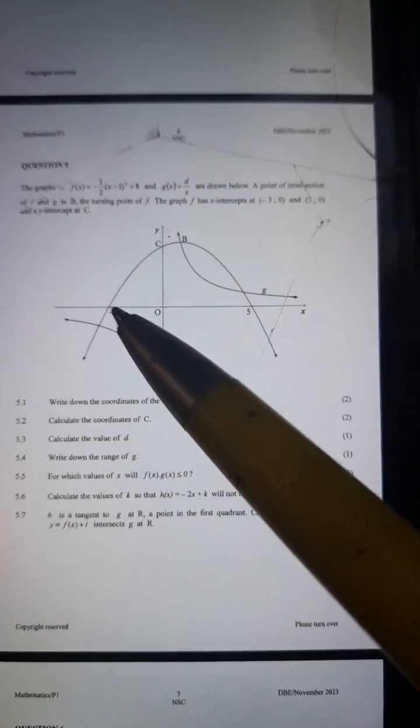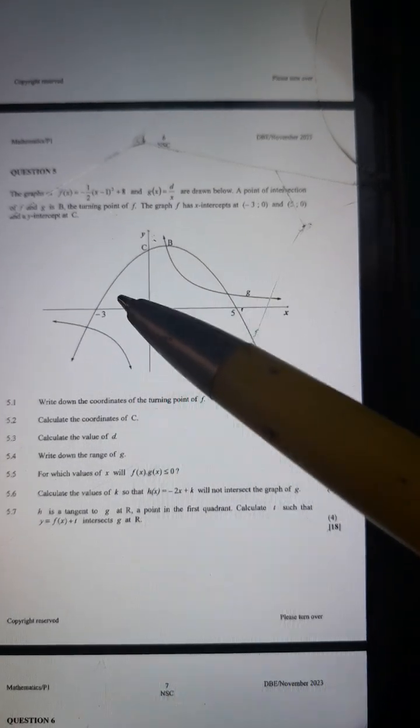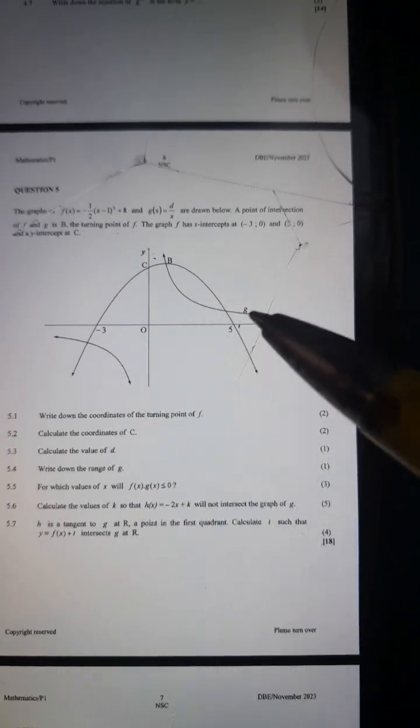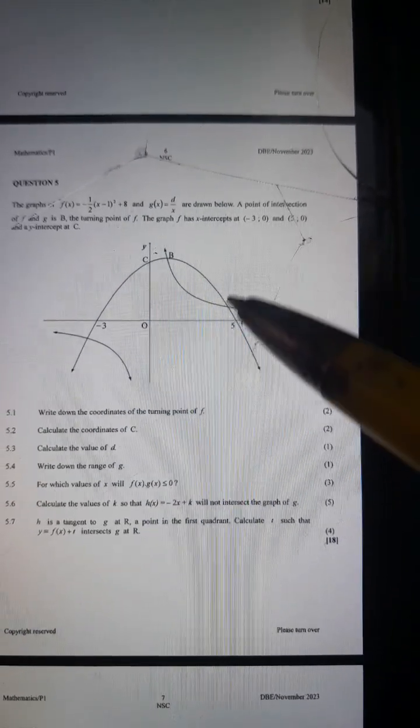In this case, it will be at -3, and we also have 5 here, but 5 is going above. So here we will have -3 less than or equal to x, but less than 0. That's the first solution. The second solution will be x is greater than or equal to 5, because here it's not below, it's going above. So as the y value increases, the x value increases.